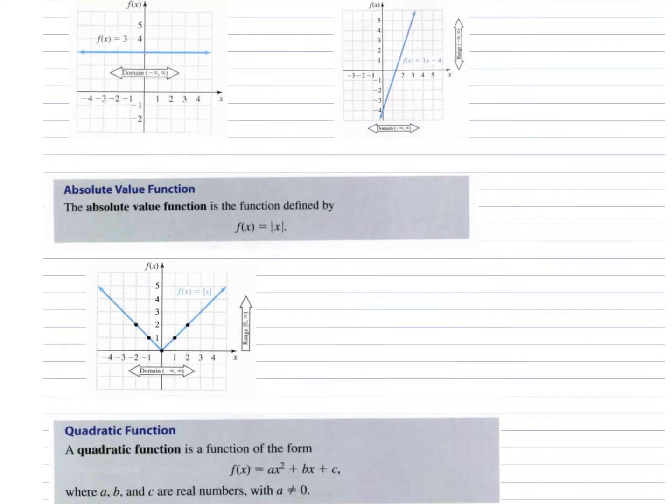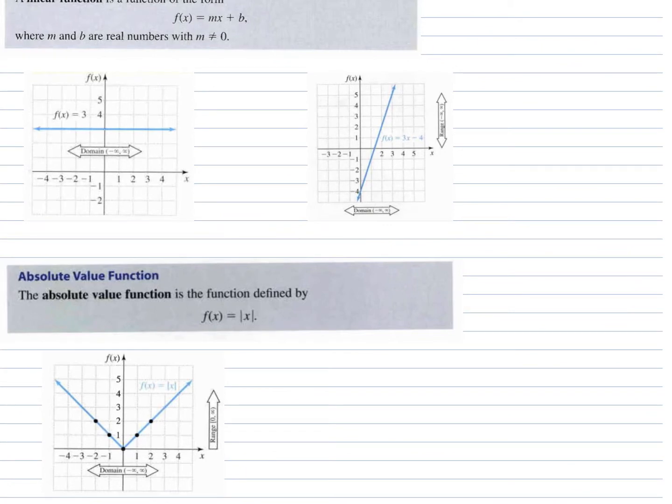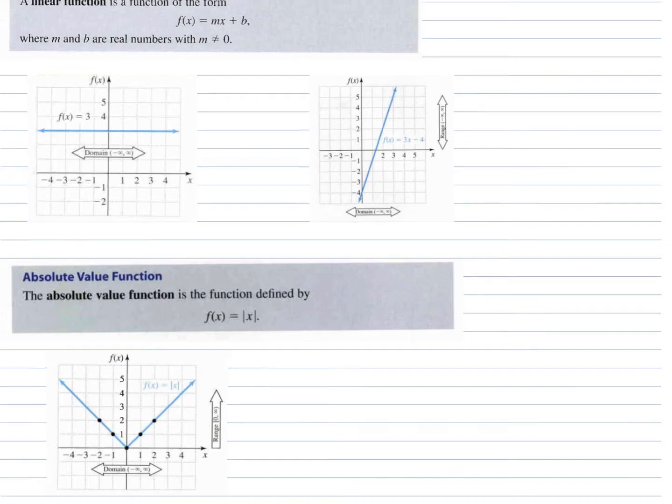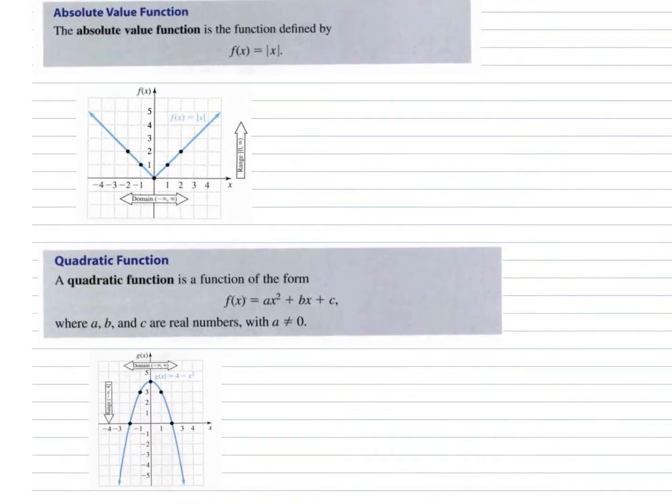You do also want to recognize your domain and range with these different types of functions. So if you look at your linear functions, your domain is going to be all real numbers. Your range most likely will be all real numbers as well, depending on what your function looks like. For your absolute value functions, your domain and range will differ based off of your actual function. So with these, your domain most likely is going to be all real numbers. Your range will go from 1 point up to infinity or 1 point down to negative infinity, depending on which way that graph opens.